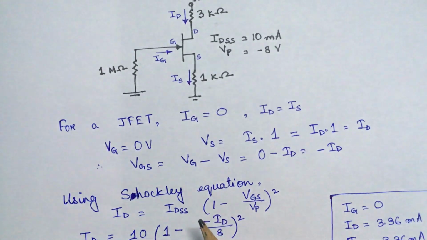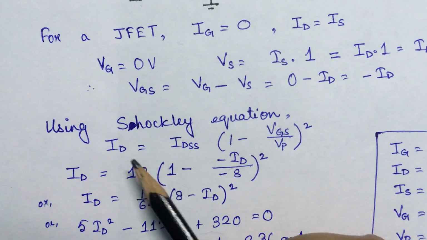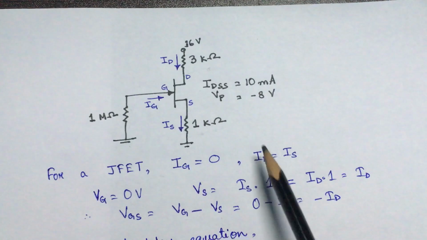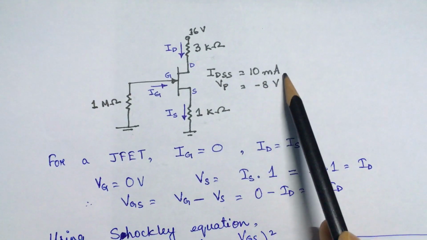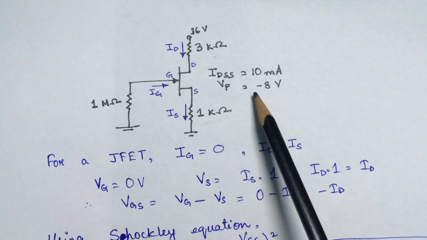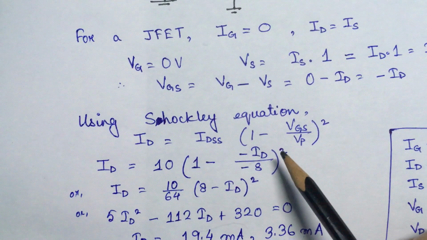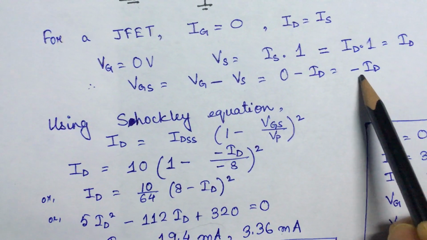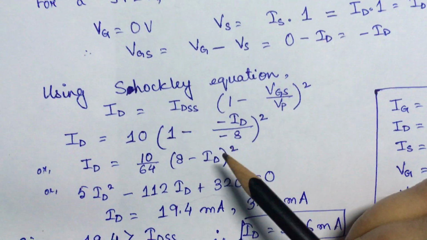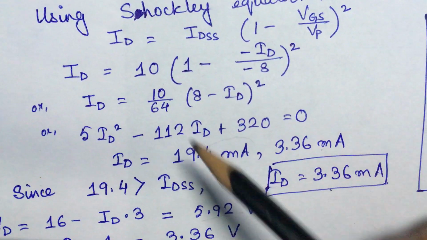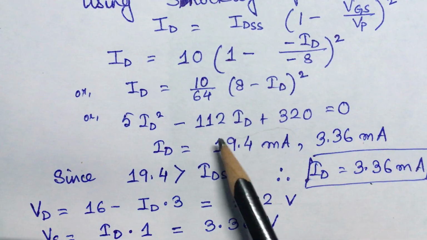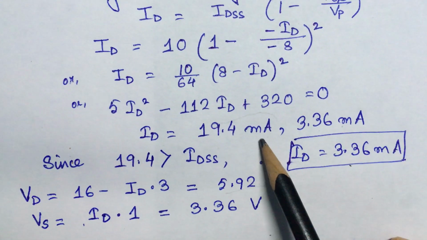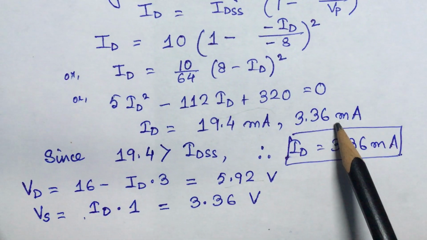Now we are going to use the Shockley equation in order to determine the value of the drain current Id. It is given that IDSS is 10 milliampere and the pinch off voltage Vp of the JFET is minus 8 volts. So we simply substitute those values over here. We substitute the value of VGS as minus ID that we obtained over here, and we get a quadratic equation in ID. Since it is a quadratic equation, we are going to end up with two values of the drain current, one of them 19.4 milliampere, the other 3.36 milliampere.